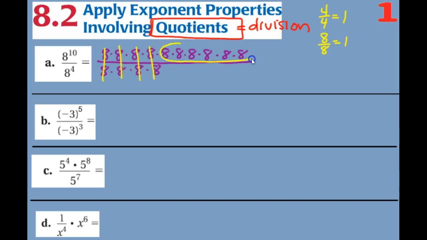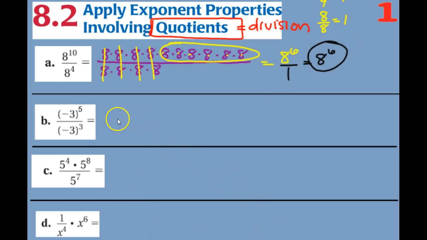So we have 1 times this many 8s left over. We have 1, 2, 3, 4, 5, 6 8s left over. So we have 8 to the power of 6. Since this is a fraction, technically that is on the top, but we really have 1 times 1 times 1 times 1, which is really just 1 in the denominator. So anything divided by 1, this is still really just 8 to the power of 6. This doesn't change our answer.